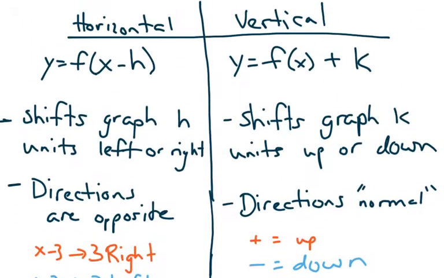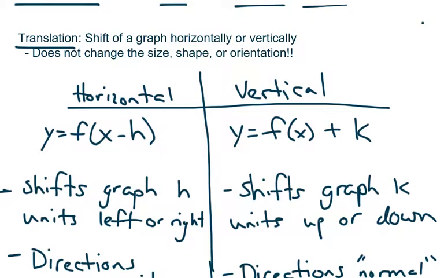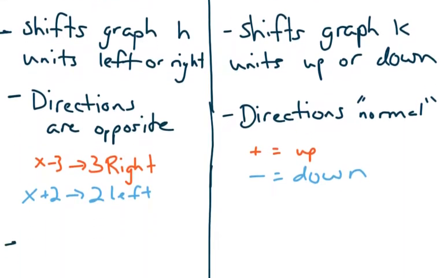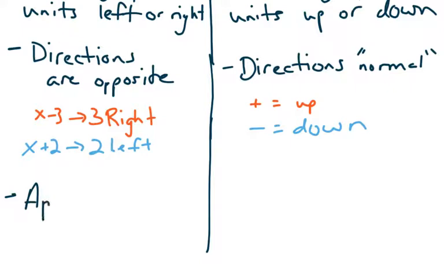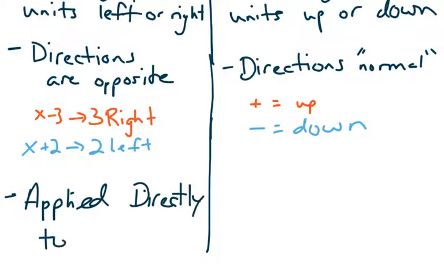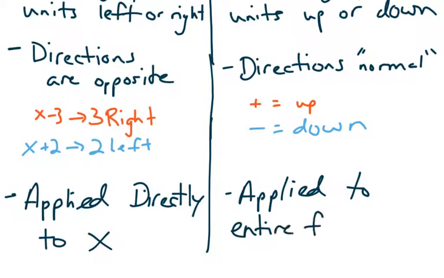I'm going to add one more note to each column here. With anything horizontal, whether it's a translation or the other two types of transformations, anytime it's horizontal, the transformation is applied directly to x. Anything that's vertical is applied to the entire function. That's a key thing to remember, because that's going to help determine whether we're going horizontal or vertical. If it's applied directly to x, it's horizontal. If it's applied to the entire function, then it's a vertical change.